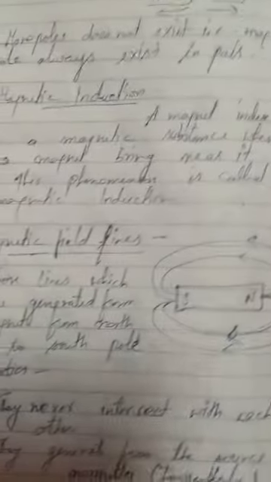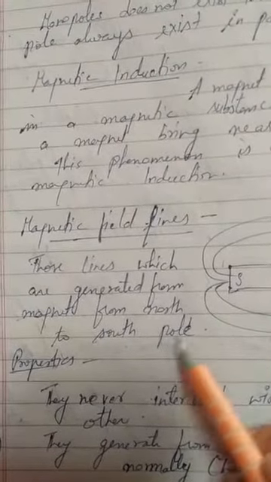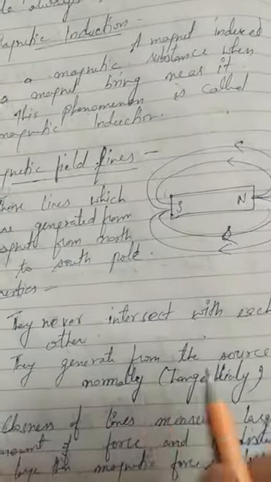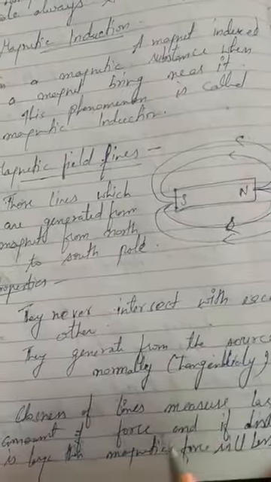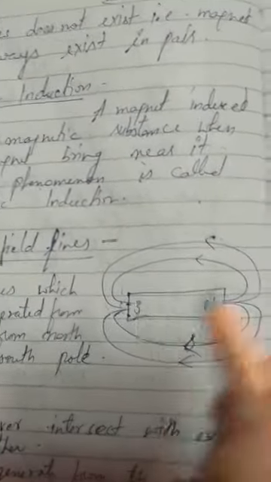Now these are the properties of the magnetic field lines. When we take this magnet, the magnetic field lines form surrounding it, generated from north to south pole. Their property is that they will never intersect with each other. They will generate from the source normally, and where they are close to each other, the force will be large. Now next property.